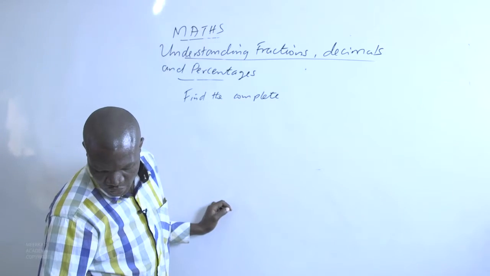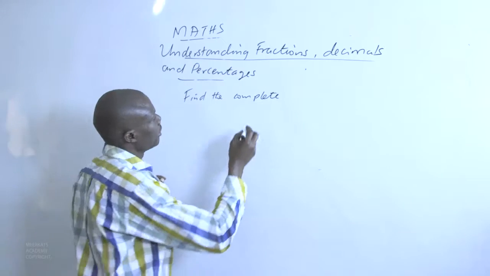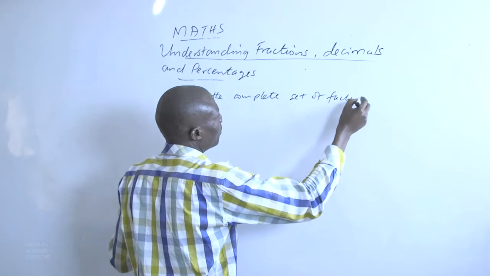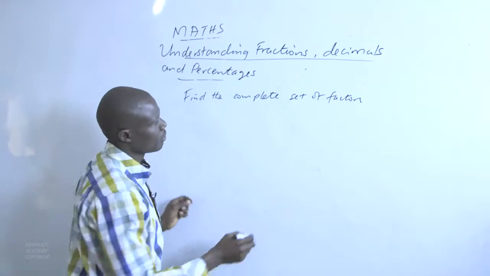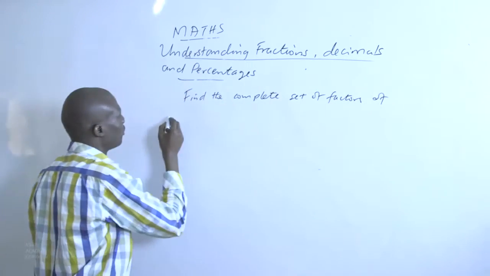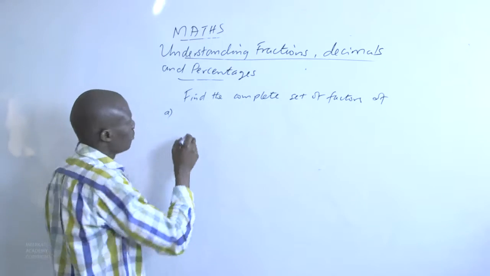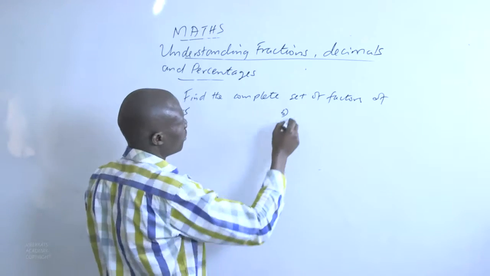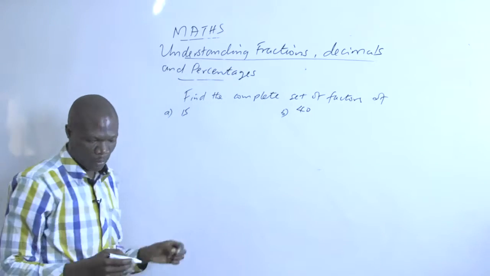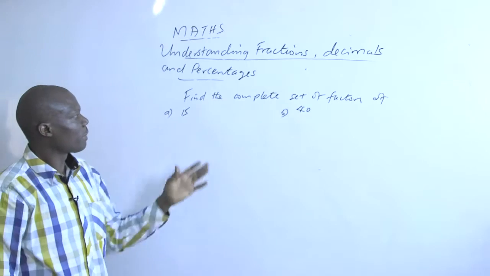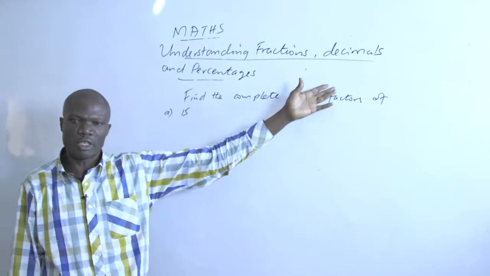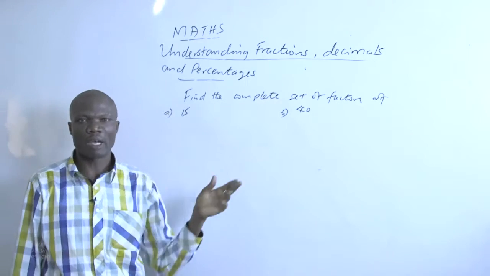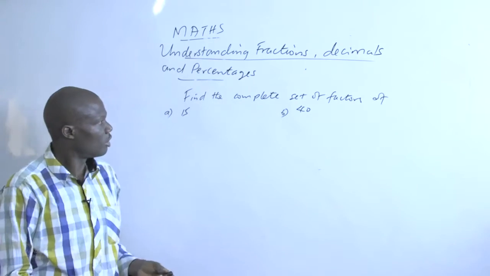Find the complete set of factors of A, 15, and B, 40.